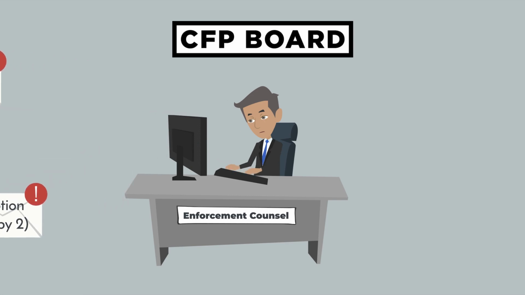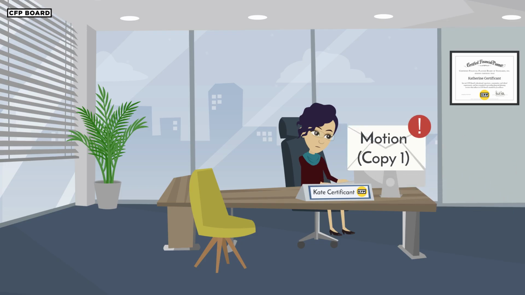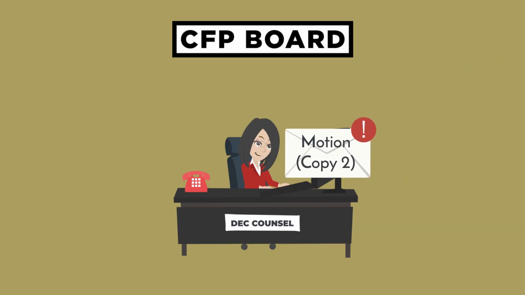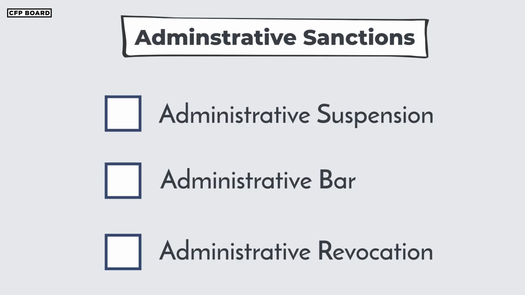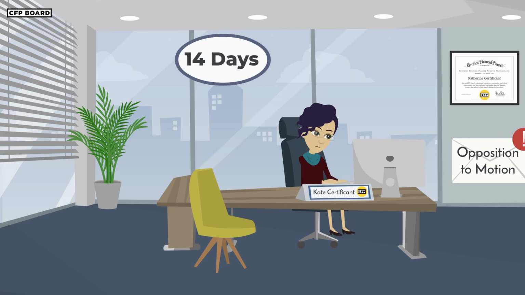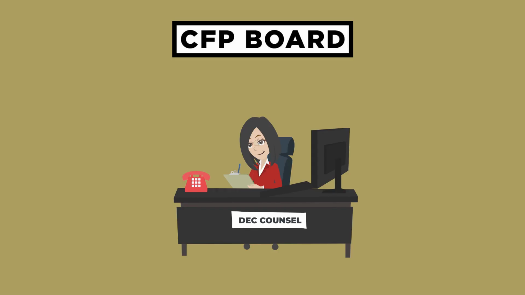Instead, a motion for administrative order would be sent to you and to the Disciplinary and Ethics Commission's counsel. The motion would specify whether Enforcement Counsel is seeking an administrative suspension, bar, or revocation. You would have 14 days to oppose the motion in writing, and DEC counsel would decide the motion.